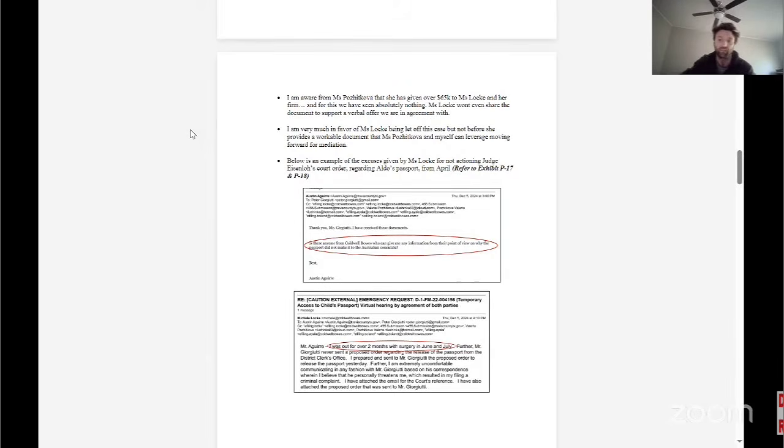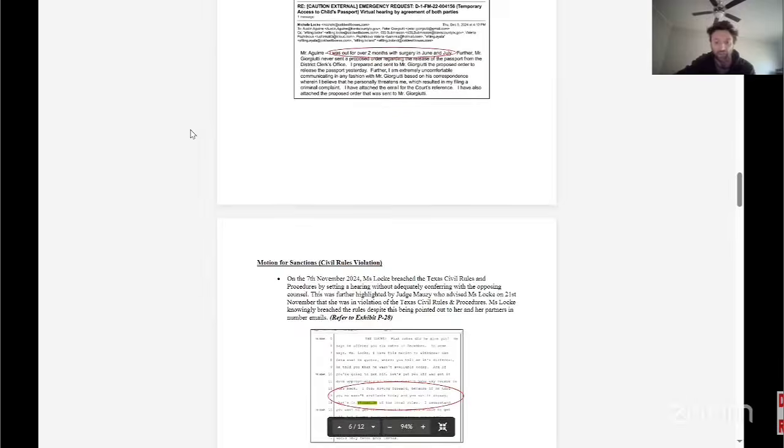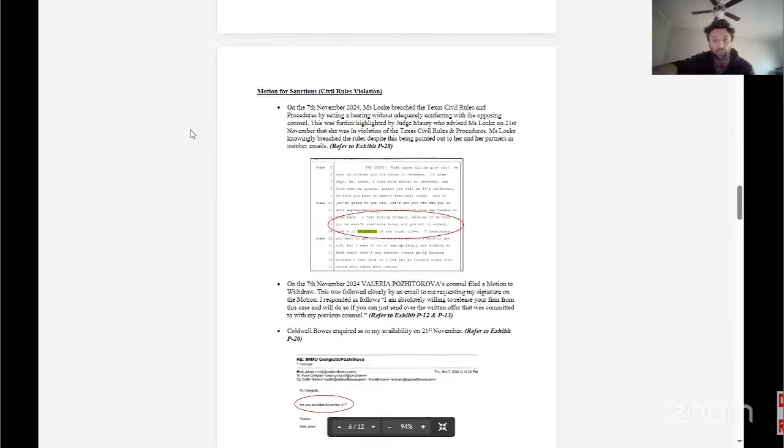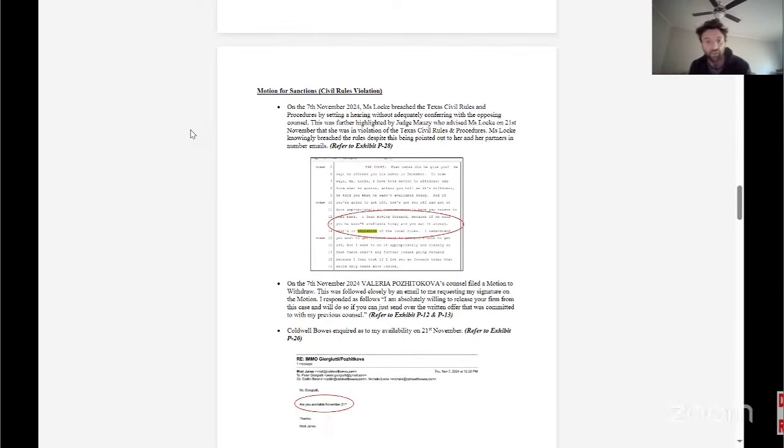So it's all just designed to waste time, run up those fees, and then go and withdraw when someone actually tells you to go and do the work. So moving forward into my motion for sanctions, on the 7th of November 2024, Ms. Locke breached the Texas Civil Rules and Procedures by setting a hearing without adequately conferring with the opposing counsel.